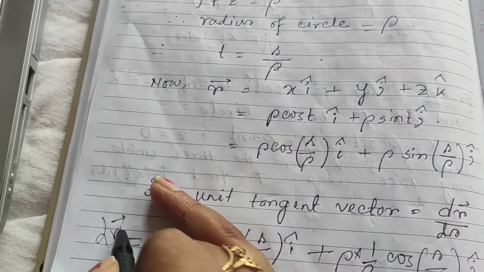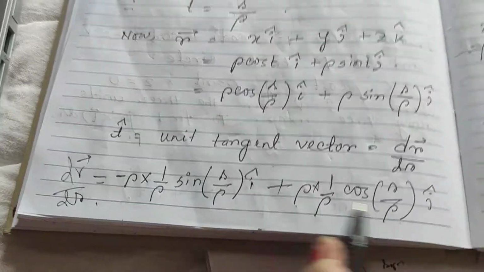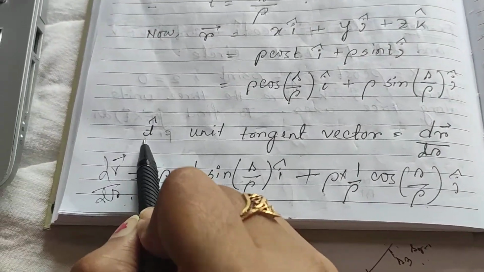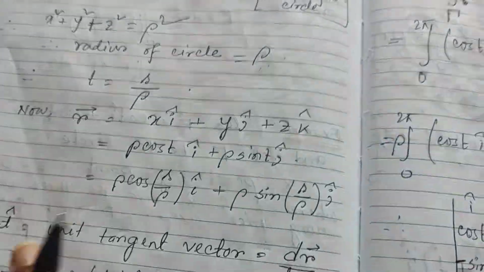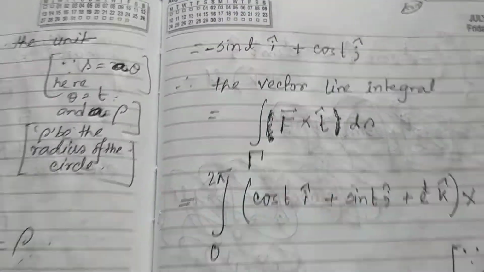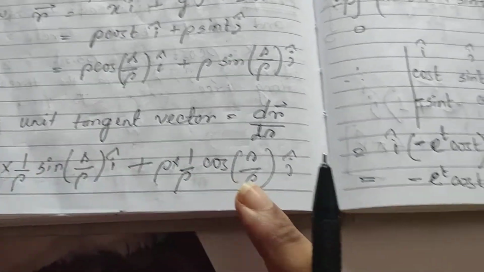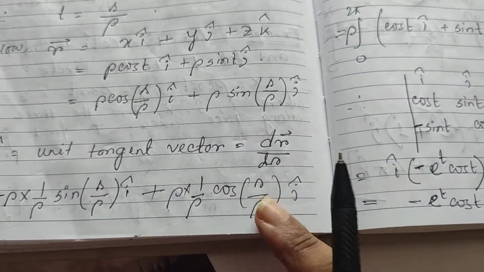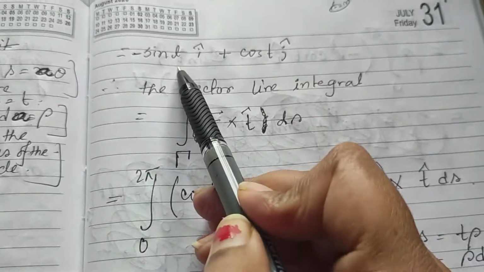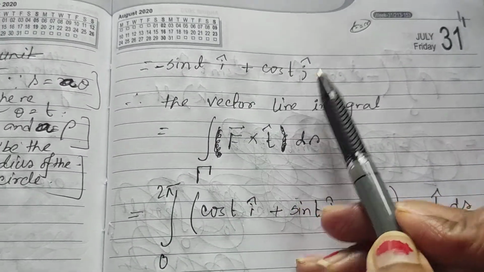So dr by ds equals this, and dr by ds is nothing but the t vector. So this is my unit tangent vector. Now I can write it in terms of t. Here s by rho is t, the rho cancels out, and s by rho is again t. So minus sin t i cap plus cos t j cap.